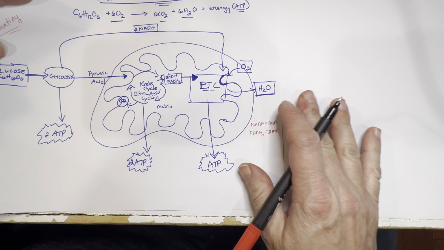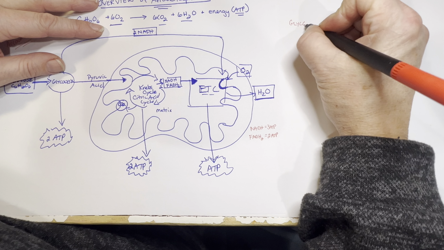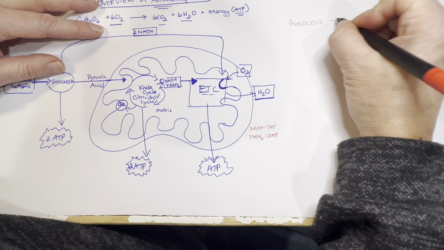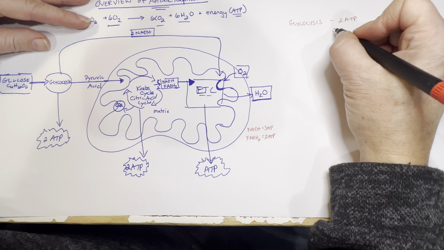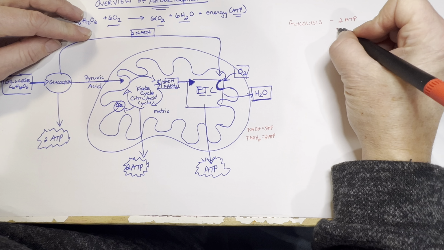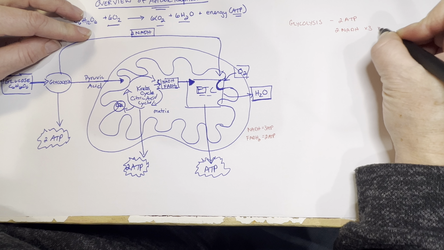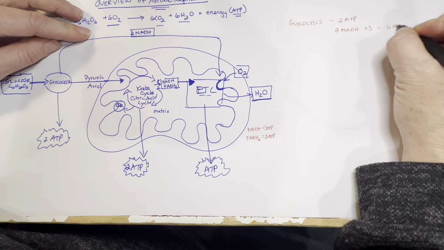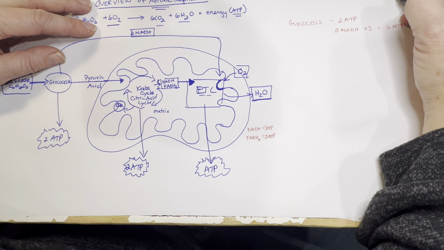So if we do our accounting here in glycolysis, we made 2 ATP separate by themselves, 2 net ATP, and we made 2 NADHs. Times 3 gives us a total of 6 ATP, right? So those would have been made in the electron transport chain.